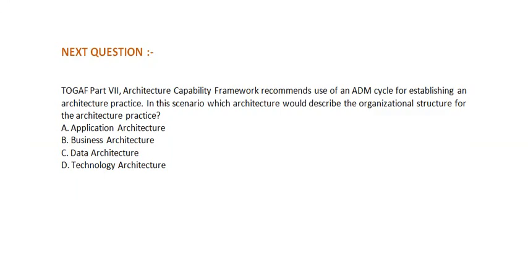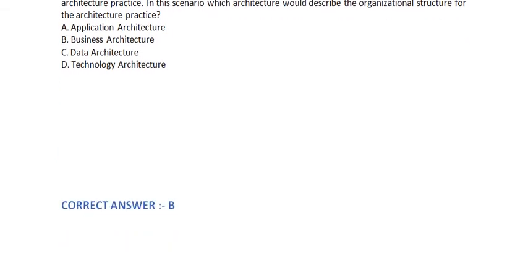Next question is, TOGAF Part 7, Architecture Capability Framework, recommends use of an ADM cycle for establishing an architecture practice. In this scenario, which architecture will describe the organizational structure for the architecture practice? Option A, application architecture. Option B, business architecture. Option C, data architecture. Option D, technology architecture. The correct answer is option B.